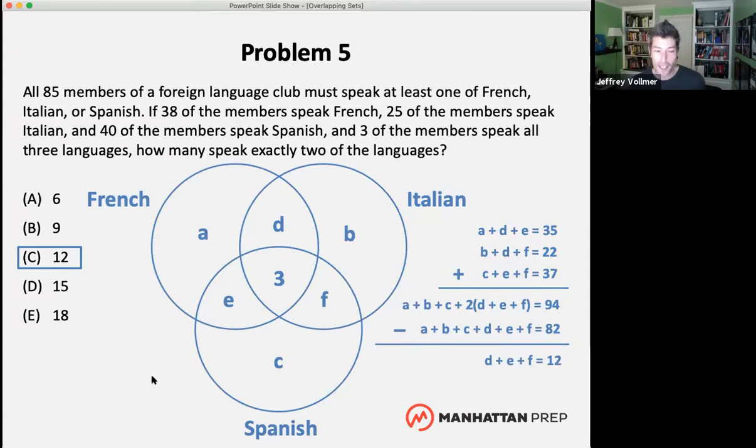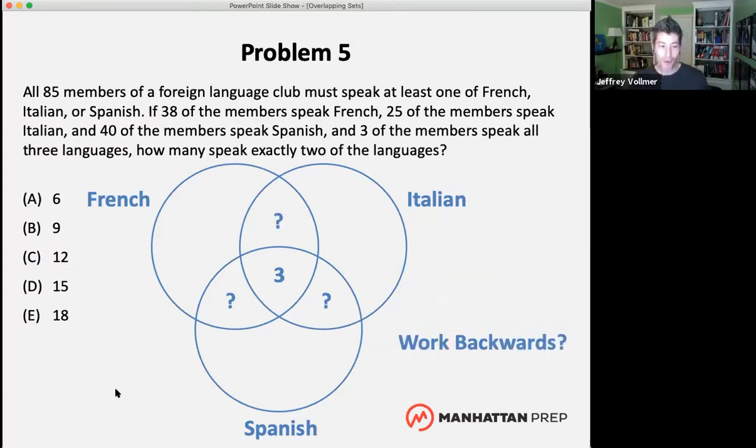I think it is possible to work backwards here, though it gets a little funky. But if you suppose that there's 9 people who speak exactly 2 of the languages, what you could do is try this. Let's try this and see. If there are 9 people in these 3 question marks, let's go 3, 3, and 3. That would total 9. Let's see if this can work.